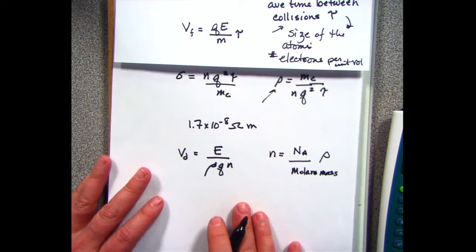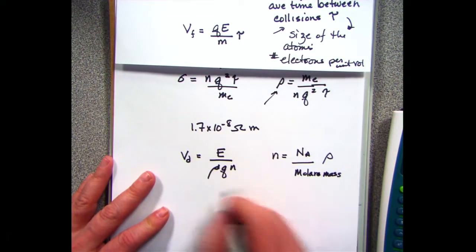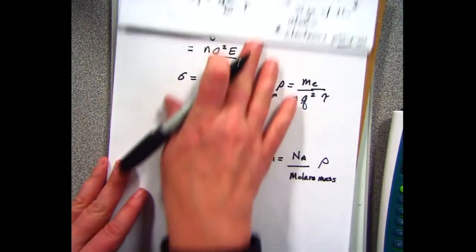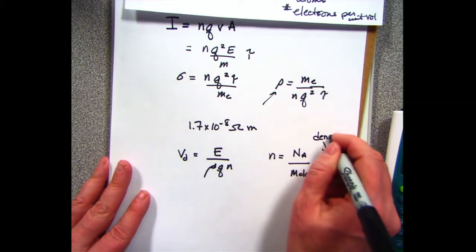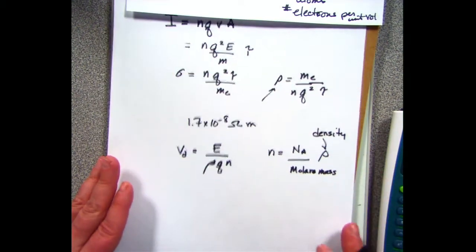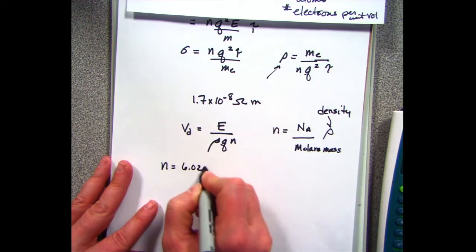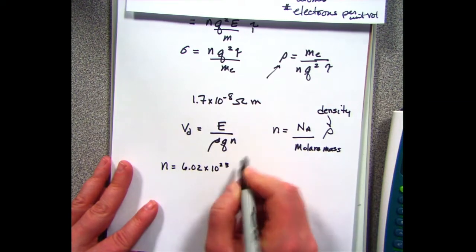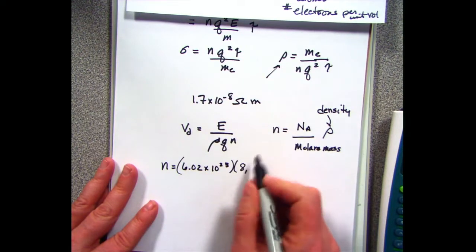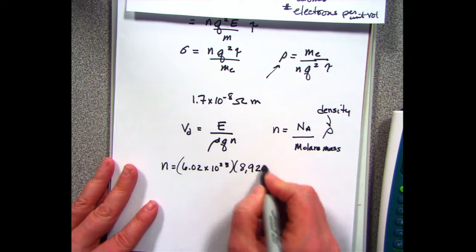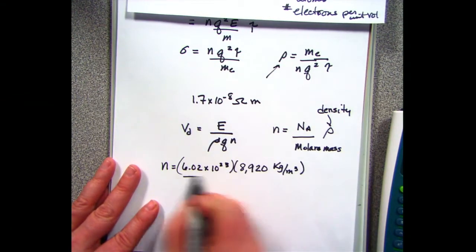So N will equal 6.02 times 10 to the 23rd times the density of copper, which you can look up, in kilograms per meter cubed, divided by 0.0635 kilograms per mole. And that gives me a number, 8.46 times 10 to the 28, 1 over meters cubed.